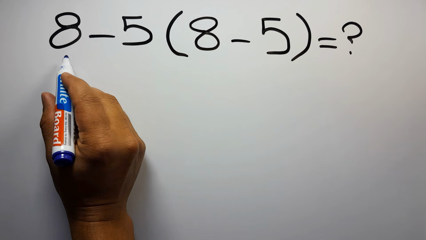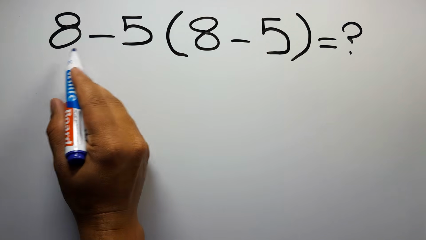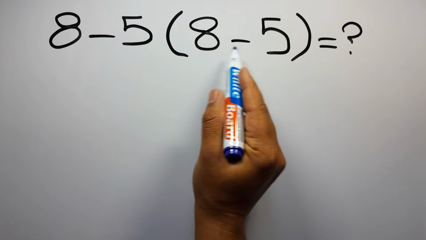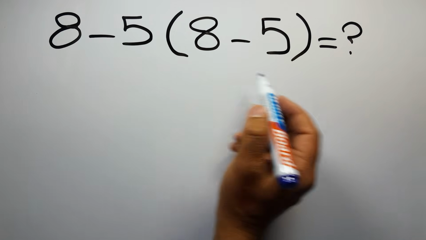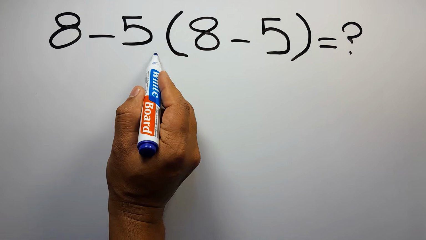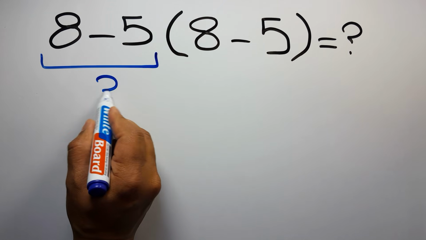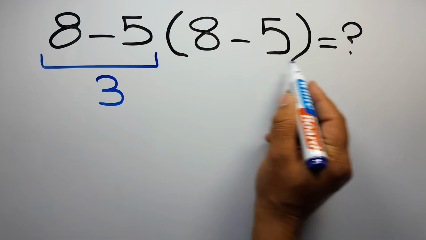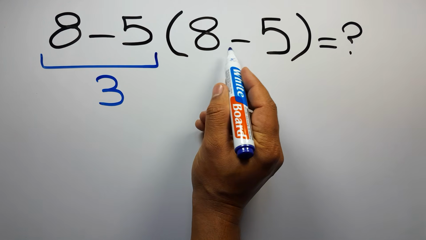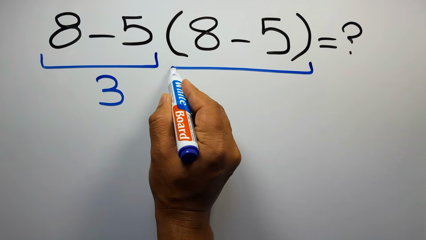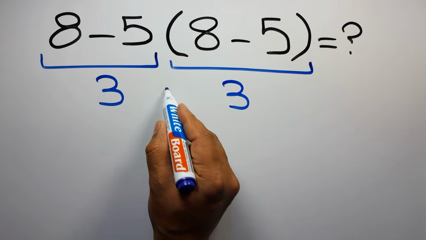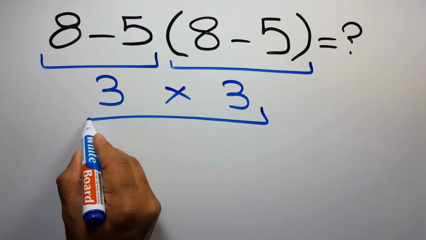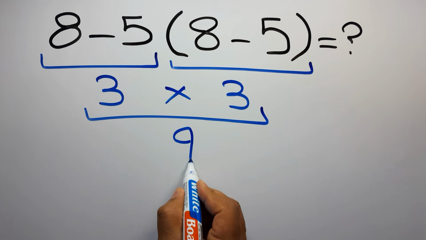In this video we want to find the value of this expression 8 minus 5 times 8 minus 5. Are you ready to solve? Let's go ahead and get started. 8 minus 5 gives us 3. And again here inside this parentheses we have 8 minus 5. So we have 3 times 3, which equals 9.